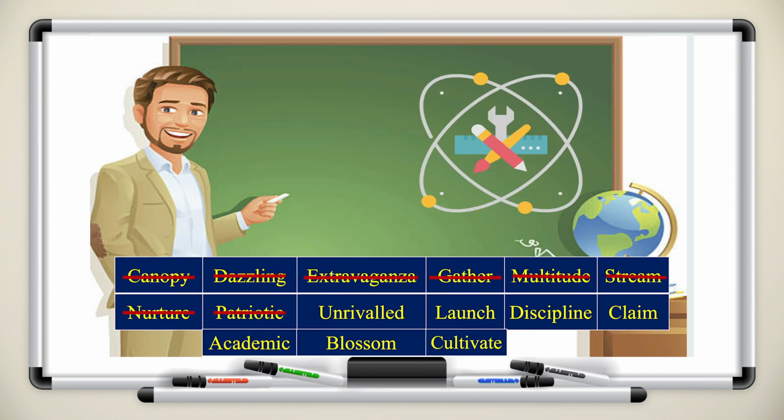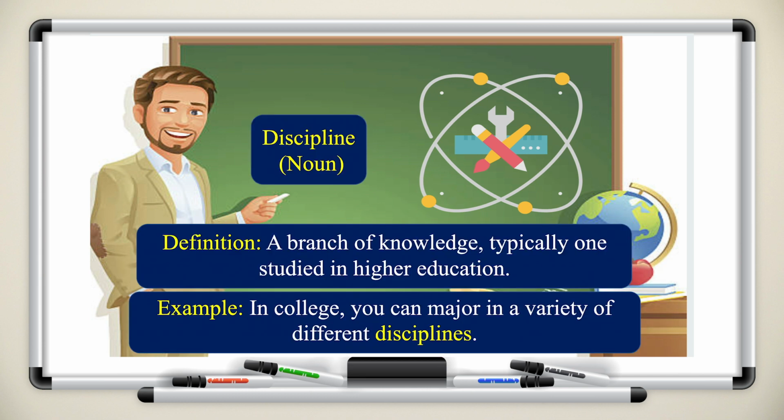In this picture, you can notice there is a pencil, a ruler, and other items. And these items represent a type of science. This picture refers to the word discipline. The definition of this word is a branch of knowledge, typically one studied in higher education. Here's an example. In college, you can major in a variety of different disciplines.